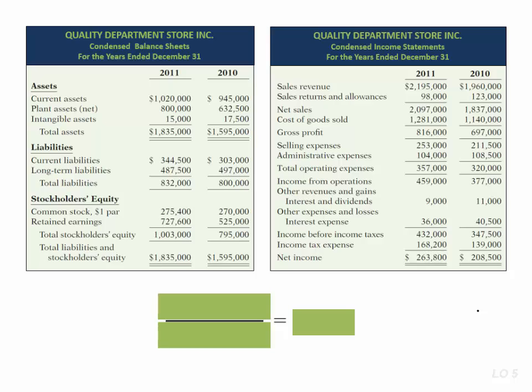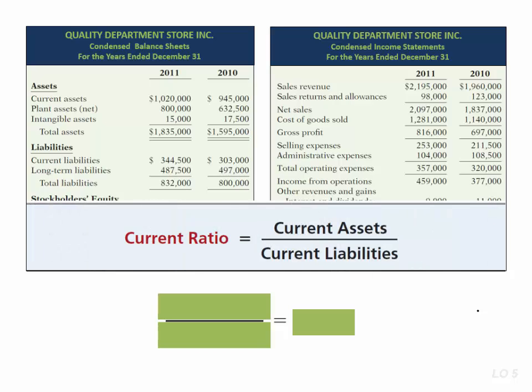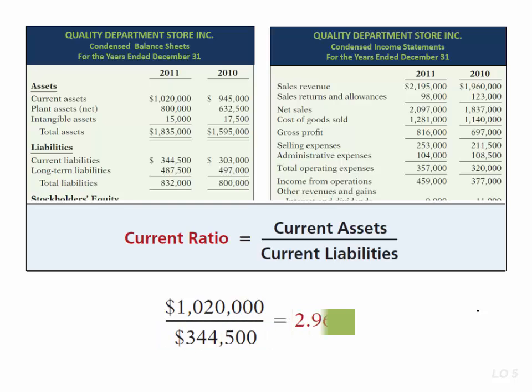Okay, and so if you look at this company, they have their current assets of $1,020,000, and then they have their current liabilities of $344,500. So they pick up the current assets, $1,020,000. They divide that by what? Current liabilities of $344,500, and they have a what? 2.96 to 1 current ratio. Is this good? Yeah. It's pretty good. If this is good, then 12 must be beautiful, right?